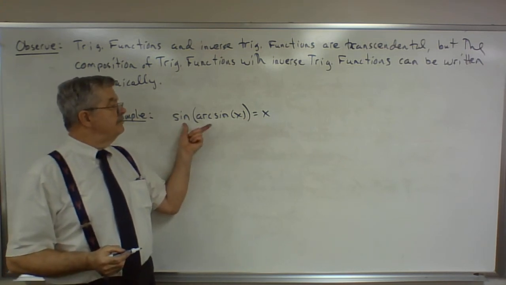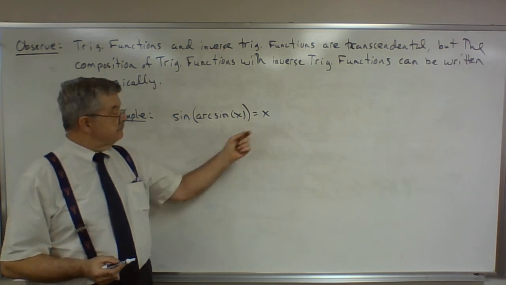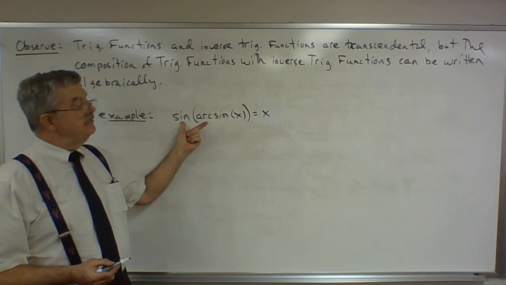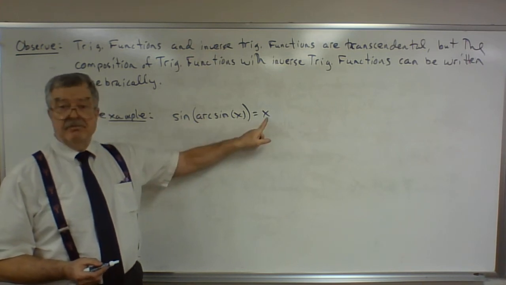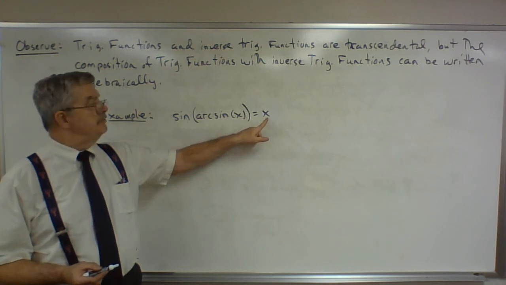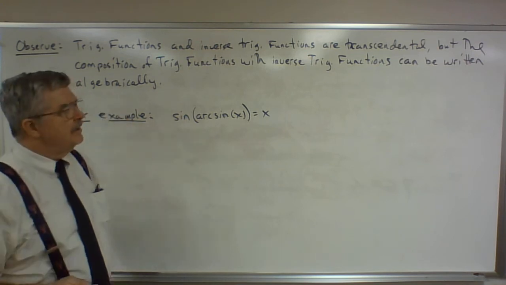These are inverses, so we should just get x. Composition of transcendental functions gives us something that's algebraic. This is a monomial. This is 1x to the first power. It's algebraic. It's a monomial.